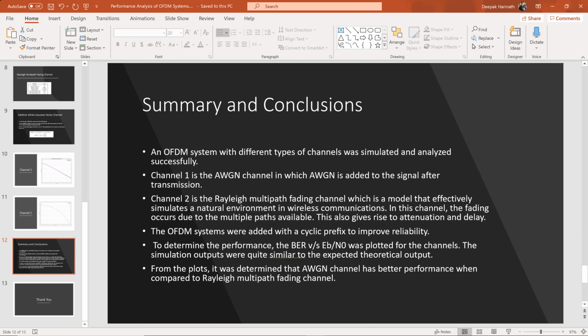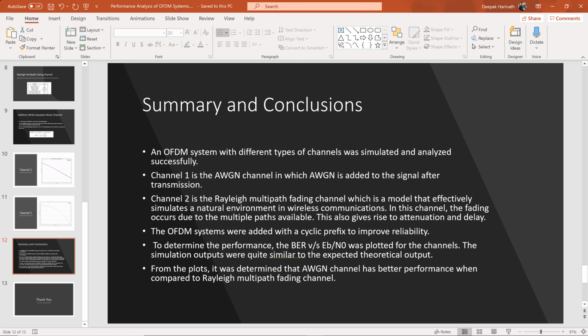So to summarize and to conclude, an OFDM system with different types of channels was simulated and analyzed successfully. Channel 1 is the AWGN channel, in which the additive white Gaussian noise is added to the signal after transmission. And the second channel that was used was a Rayleigh multipath fading channel, which is a model that effectively simulates a natural environment in wireless communications. In this channel, the fading occurs due to multiple paths available, and this also gives rise to attenuation and delay.